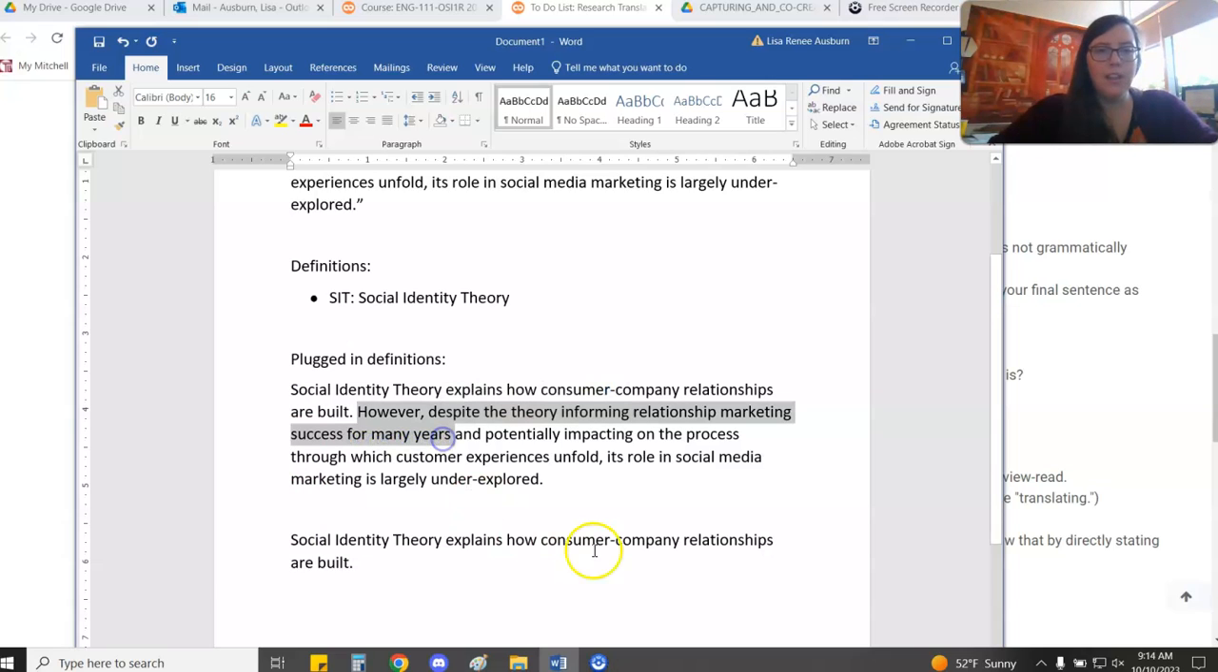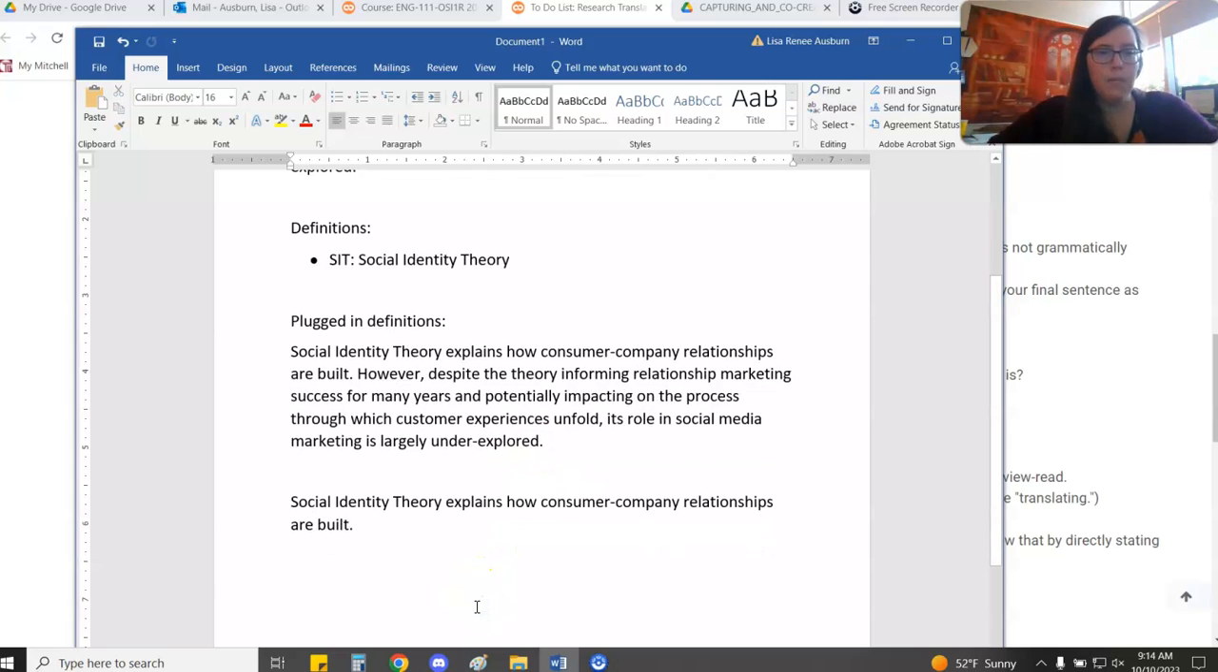And then I'm going to break this into, for me, logical sections. I'm looking for places where the idea changes. Oftentimes, the best way to chunk it is at its conjunctions or at its internal punctuation, like commas or maybe semicolons. So I'm going to move to, however, despite the theory informing relationship marketing success.